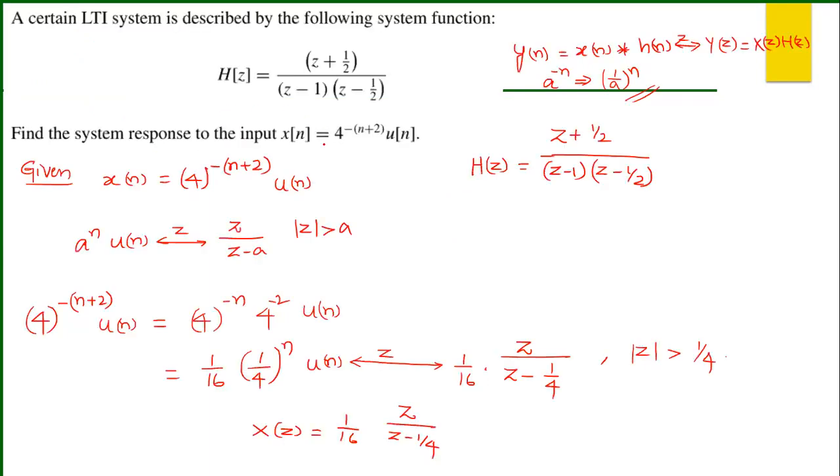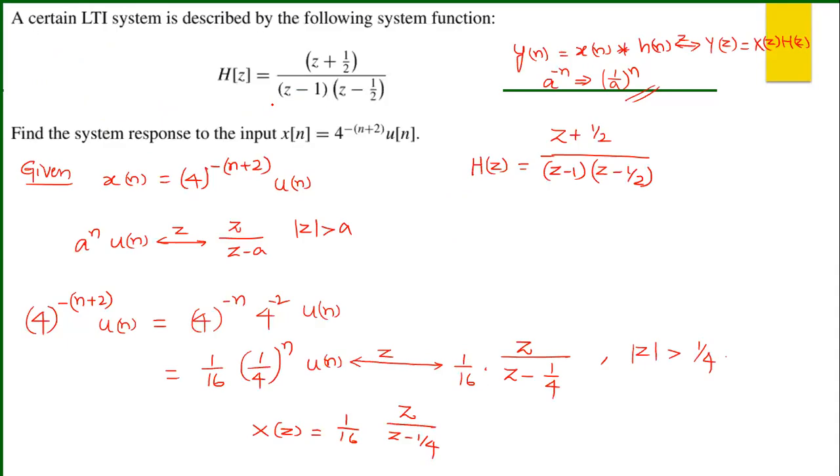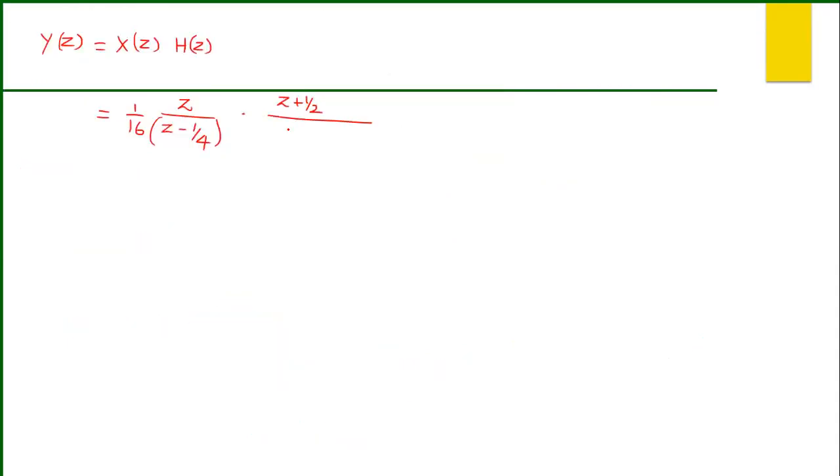into, what is H of z in the given question? z plus 1 by 2 divided by z minus 1 into z minus 1 by 2. So this is the Y of z.